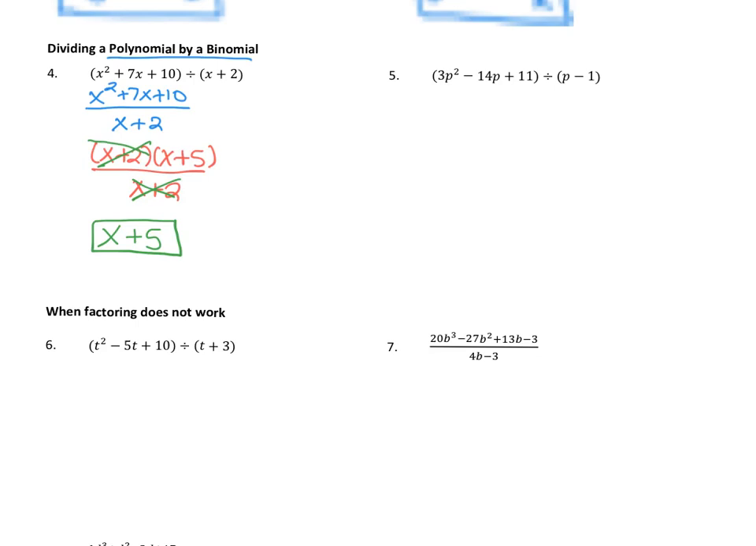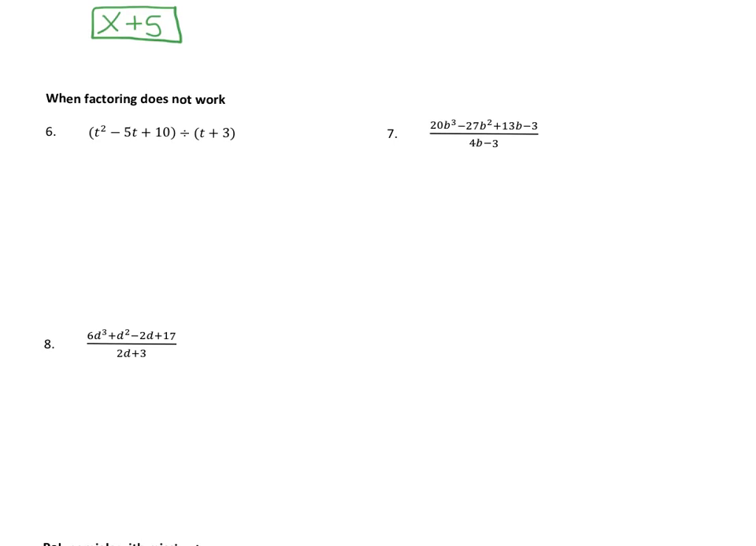Now this only works if the numerator is factorable. If the numerator is not factorable, then we have to do long division. So on the back of your notes, example 6 is an example of long division. So this polynomial, t squared minus 5t plus 10, is not factorable. So I'm not going to be able to write it like I did on the front. So I'm going to use long division. So I'm going to write my binomial on the outside of my division, and I'm going to write my polynomial on the inside of my division.